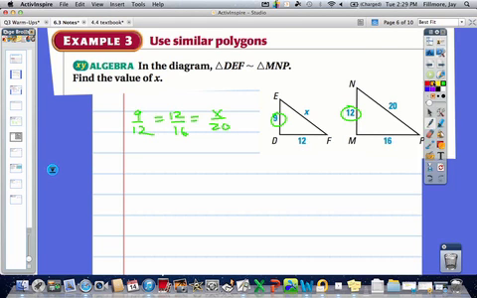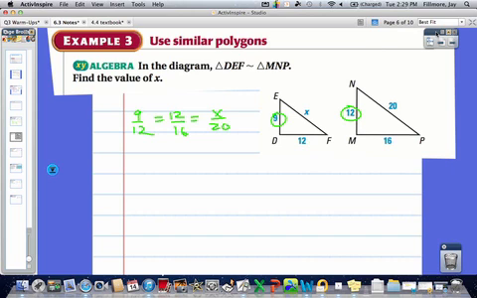So if all these are equal, in order to solve for x, I can choose any two of these fractions and set up a proportion. So I can say that 12 over 16 equals x over 20. Cross multiply and solve for x. Or I could say 9 over 12 equals x over 20. As long as you write a proportion with one variable. So I could say 9 to 12 is the same as x to 20, or 12 to 16 is the same as x to 20. Either way is fine. Either way you do this, you will get the same answer.